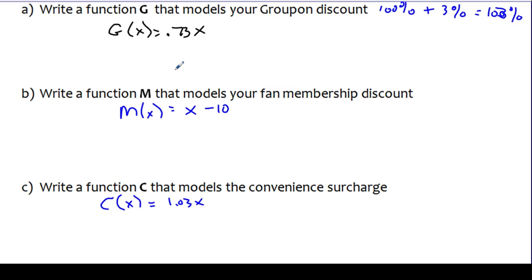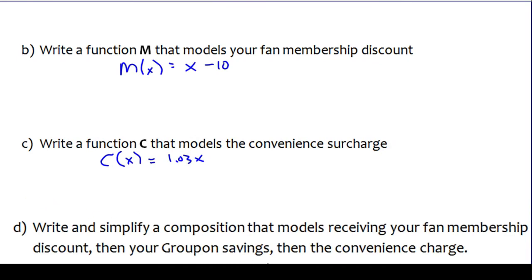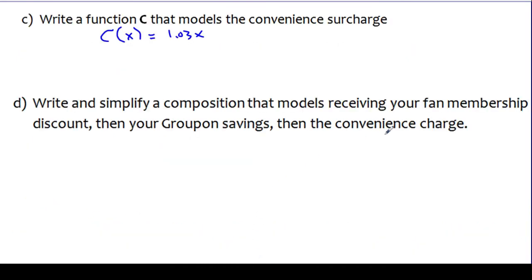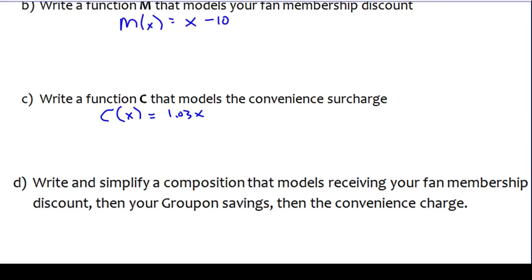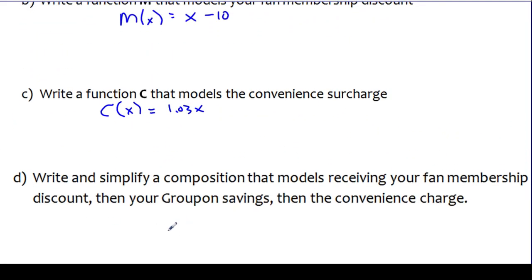When we do compositions, it's when we do a bunch of them in a row. If you remember, when we're dealing with function compositions, we do them in order. If they're telling us to do the fan membership, then the Groupon, then the convenience charge, I'm going to write down the fan membership first. So m of x represents the fan membership discount, and I'm going to write that one down.